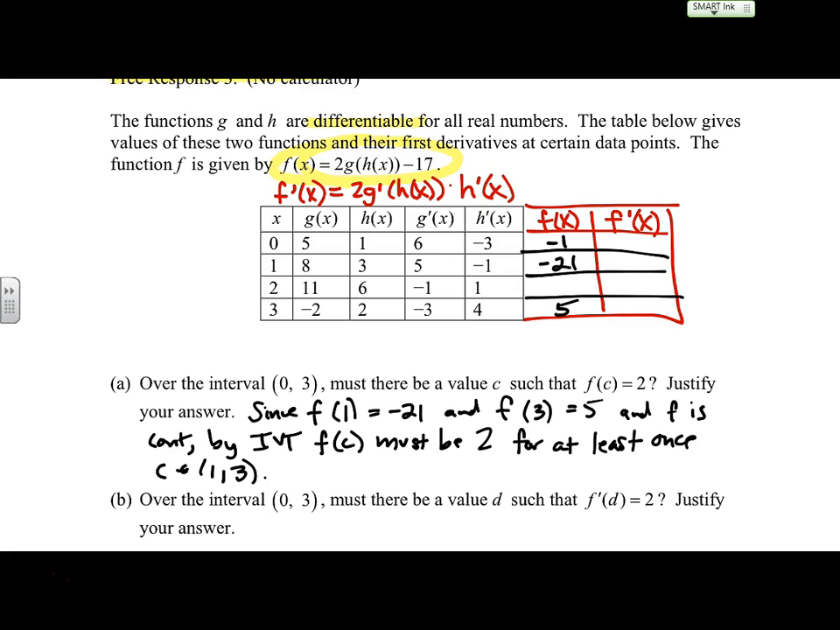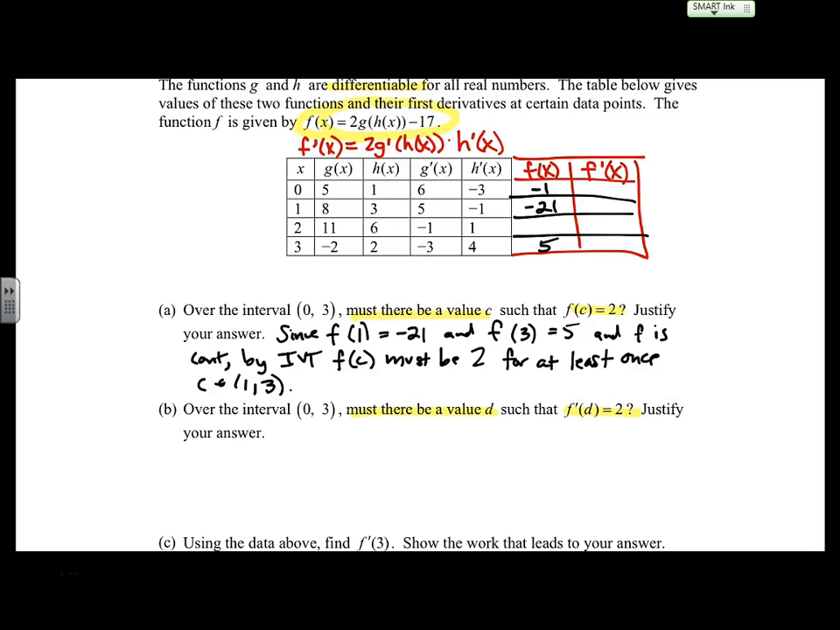For letter B, what's going on? Must there be a value D such that? Whenever you see must there be, and then you see an original, think IVT. Whenever you see must there be, and a derivative, think what? MVT. Well, they say 0 to 3. I bet they told us those points on purpose, right? At 0, I know f of 0. At 3, I know f of 3. So let's just try MVT.